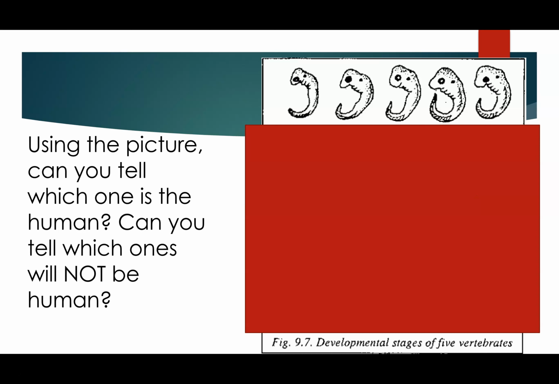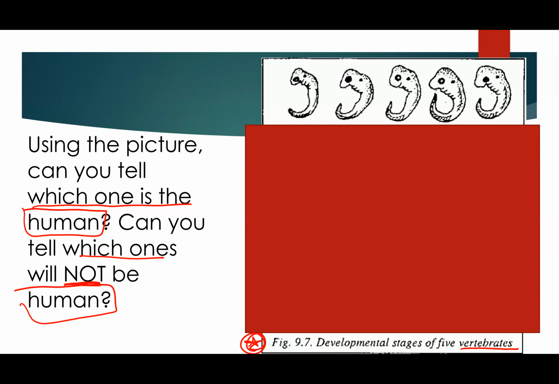So using this picture, can you tell which one is the human? All right, we've got embryos from 1, 2, 3, 4, 5 different organisms. Developmental stages of 5 vertebrates, that's what we see down here. Remember, they all have backbones. So can you tell which one is the human and which ones will not be human? Place your bets, because I'm gonna reveal in a second.